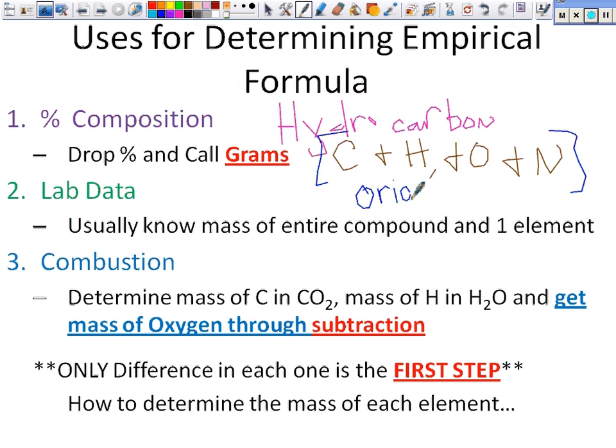Now, something in chemistry that makes our lives a whole lot easier is that we have something called the law of conservation of mass. True or false? What is the law of conservation of mass? Okay, that's essentially what it is. Matter cannot be created or destroyed. What you start with, you must end with. So if you start with a certain amount of grams of carbon, hydrogen, nitrogen, and oxygen, shouldn't you also end with that amount? Yes. So if you can determine the original amounts of all of these values, then the process to find the empirical formula stays the same no matter which three ways we're solving.